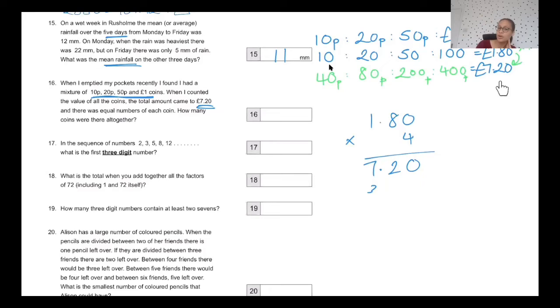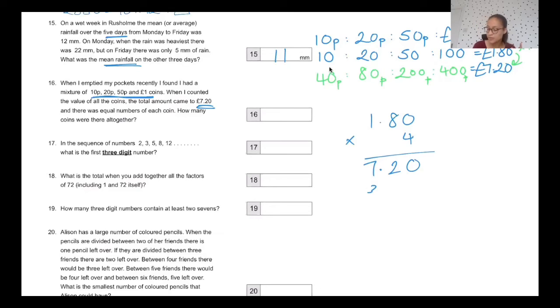How many of each coin would we have then? And I actually didn't even need to do that row, I forgot. So how many of each coin do we have? Yeah, good, Jessica, well done. 4. We would need 4 of each coin in order to make £7.20.